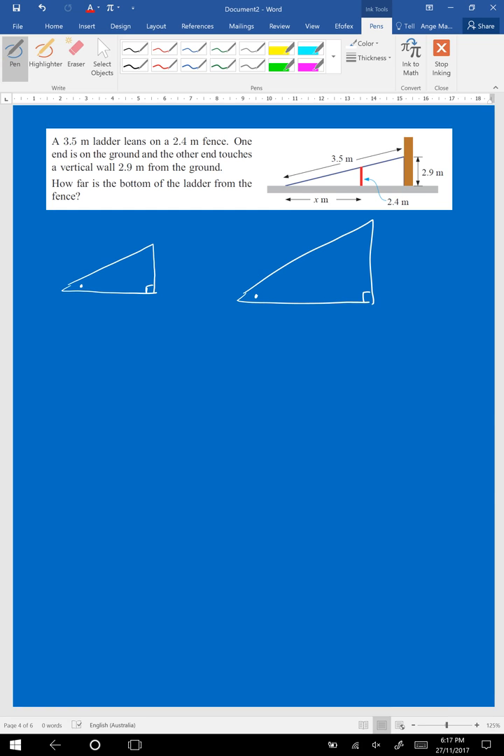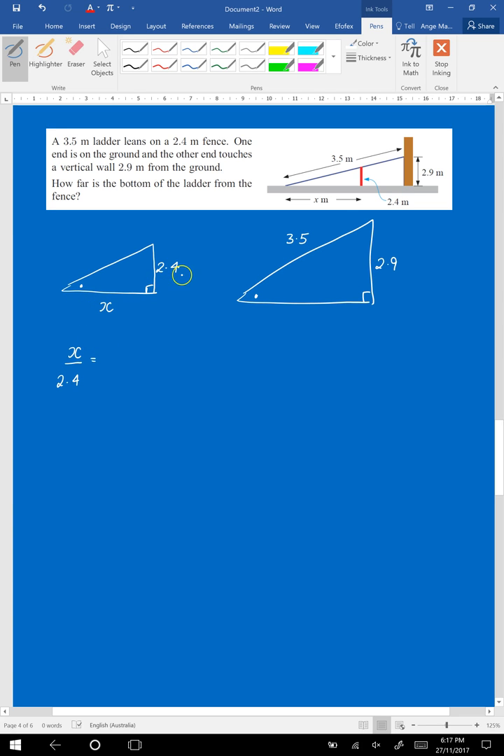And now we put in our information. So for the little triangle here, we know that that's x. We know that this is 2.4. And on the big triangle, we've got 3.5 and 2.9. Go excellent, away we go. Start with the triangle that we know. We go x over 2.5, and now we want x's corresponding length over here.